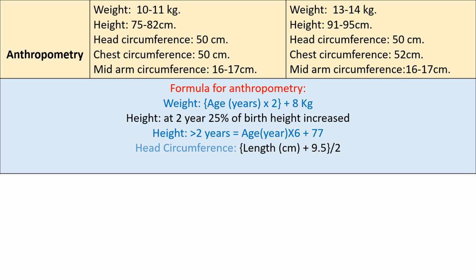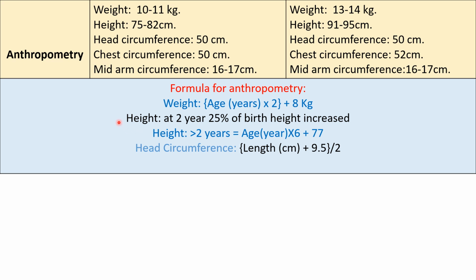Next is anthropometry. We will be seeing 5 measurements: weight, height, head circumference, chest circumference, and mid-arm circumference. Here also formulas are there. For the weight of the child: age in years into 2 plus 8, in kg you need to tell. Height formula is, if the child is more than 2 years: age in years into 6 plus 77.